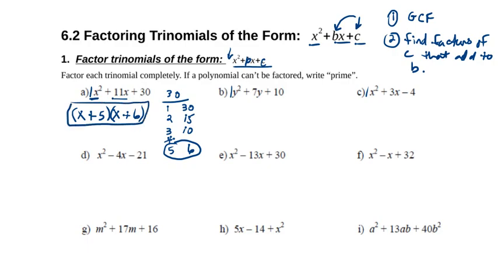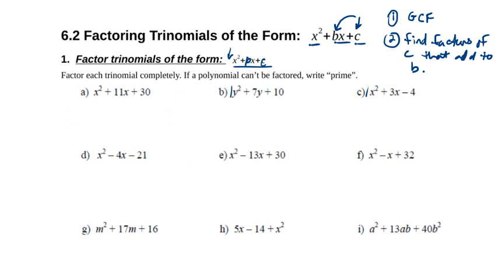You can always check your work. You can FOIL it or distribute it back out and see if you get the original. And so you could see by multiplying it back out using the FOIL method, plus 5x and then plus 30. And you can see I get x squared plus 11x plus 30. So that did work. So my answer is x plus 5 times x plus 6. I'm not going to check the rest of these, but I'm just showing you that you can check your answer. Okay, so let's move on to the next one.